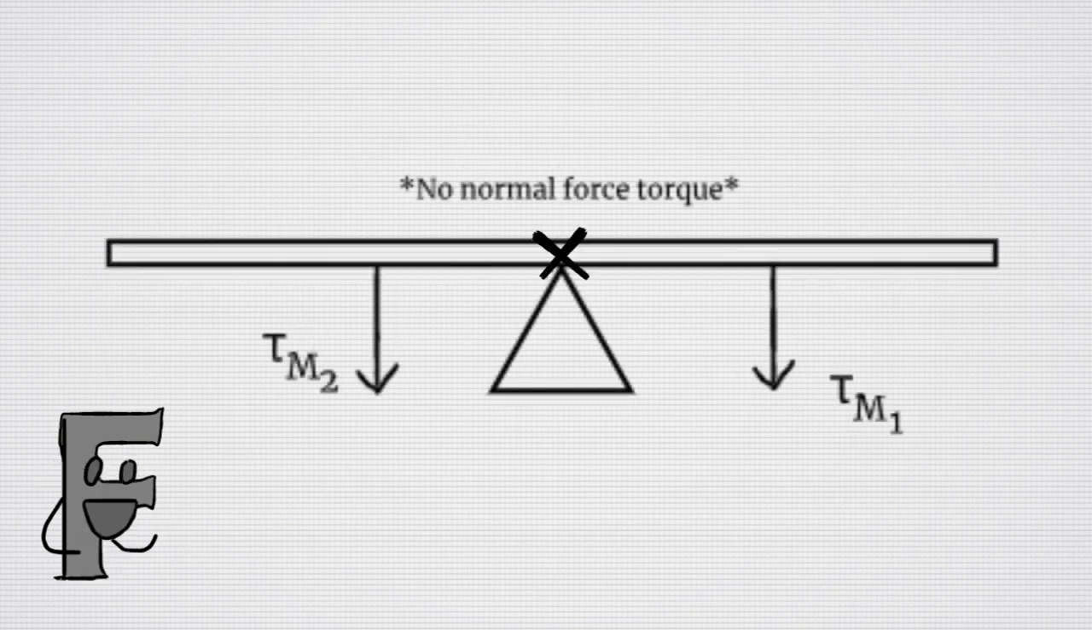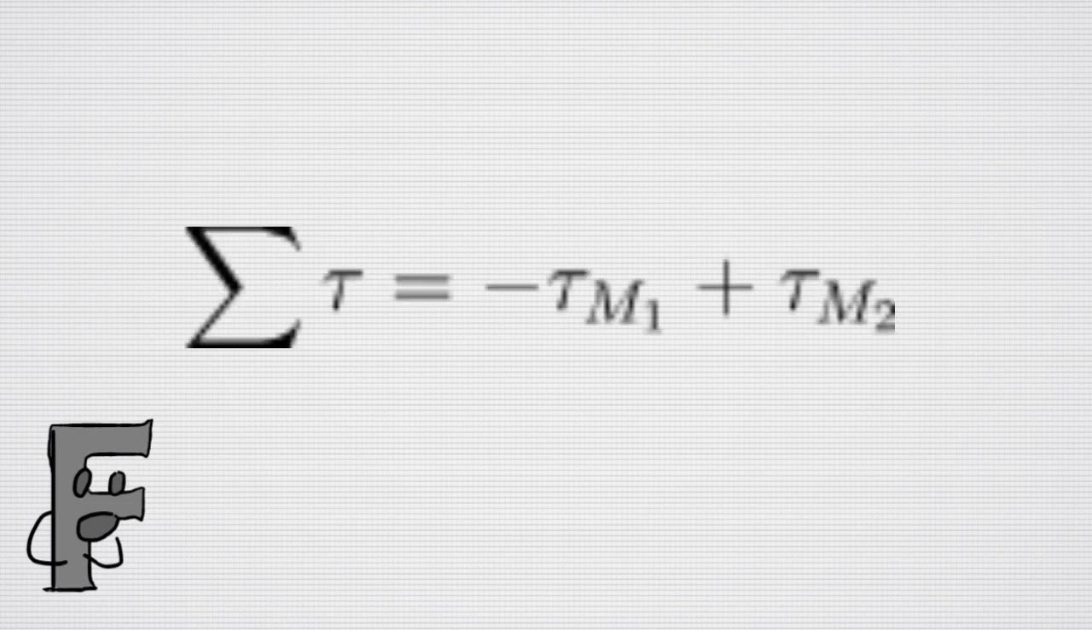Then we can draw a torque diagram with the torque of the 200 gram mass and the 170 gram mass, but not the torque of the normal force, as it is on the axis of rotation. Therefore, we can set our net torque equation as this, where the 200 gram mass torque is negative with the help of the right hand rule.